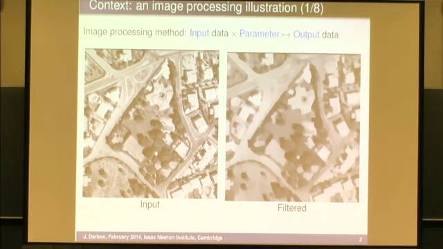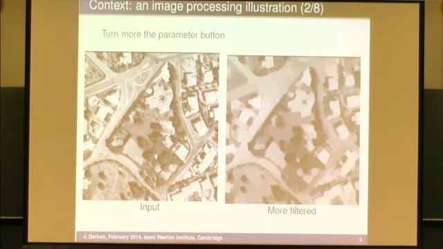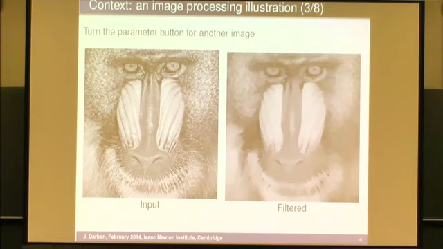Let's assume that it is a button. You give me this image, I turn a little bit the button, and I get an output. So here I want to filter it. What I can do is to turn a little bit more the button, and I simplify more my image. I can do that for another image. So the baboon, a filtered version. I can turn the button, and I get this result.